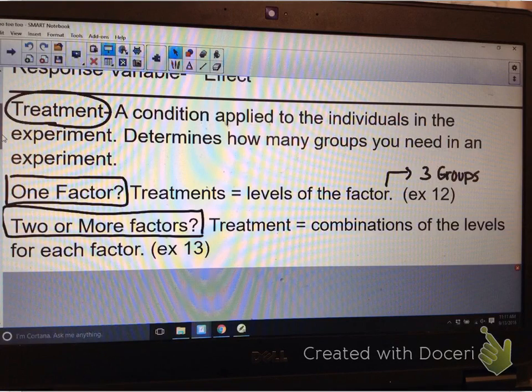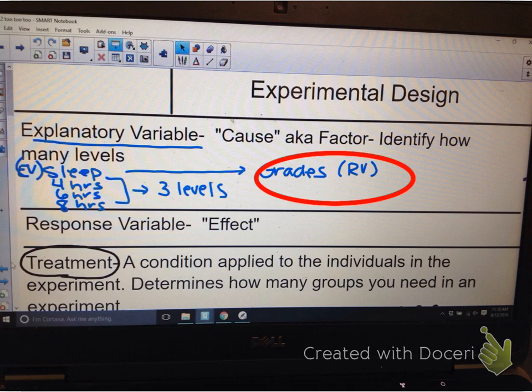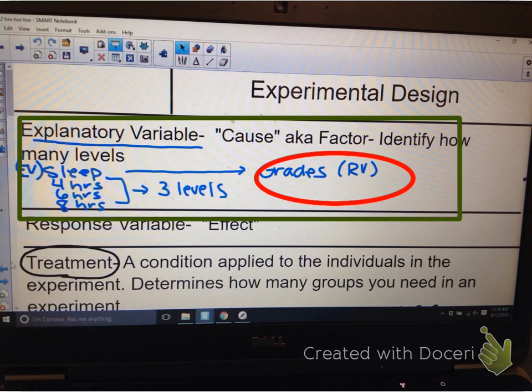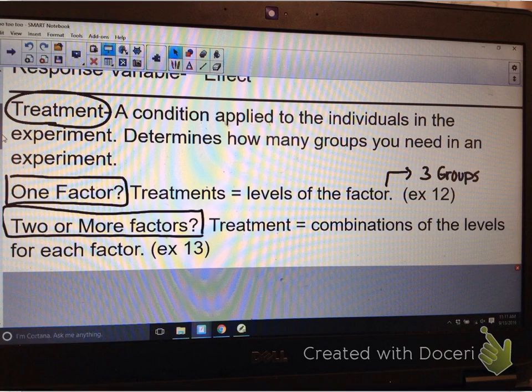A treatment is a condition applied to the individuals in the experiment, and it determines how many groups you need in an experiment. If there's one factor, the treatments are the levels of that factor. So for example, in this experiment here, we would need 3 different groups. There's only one factor I'm talking about, sleep and its impact on grades. We'd need 3 groups because of those 3 levels. With 2 or more factors though, the treatment is a combination of the levels for each factor. Combination, if you remember from any of your math class, you're going to be doing some multiplication.